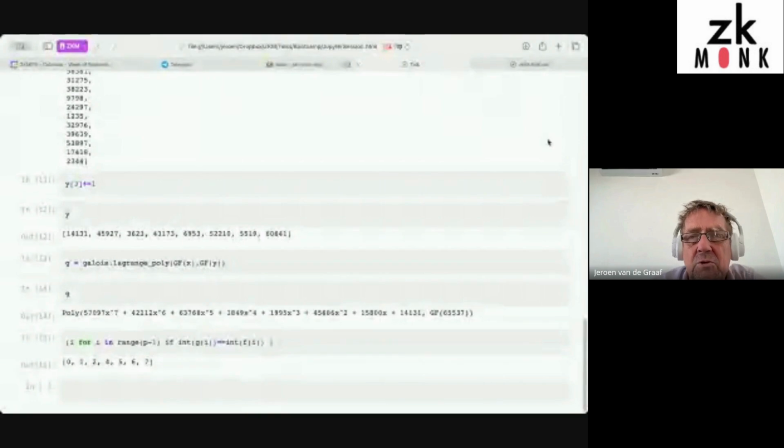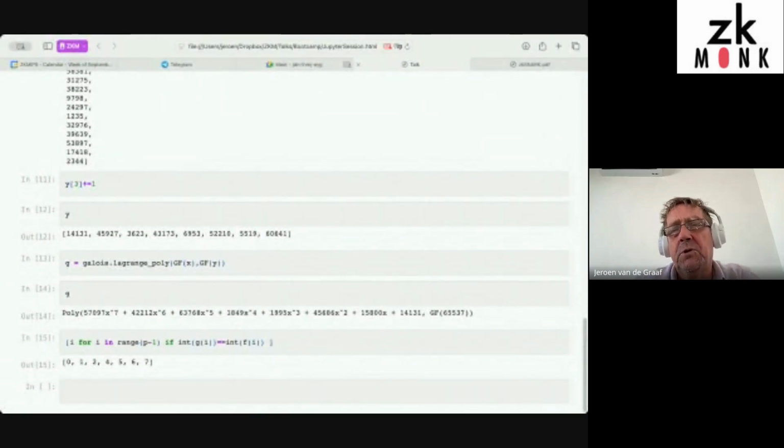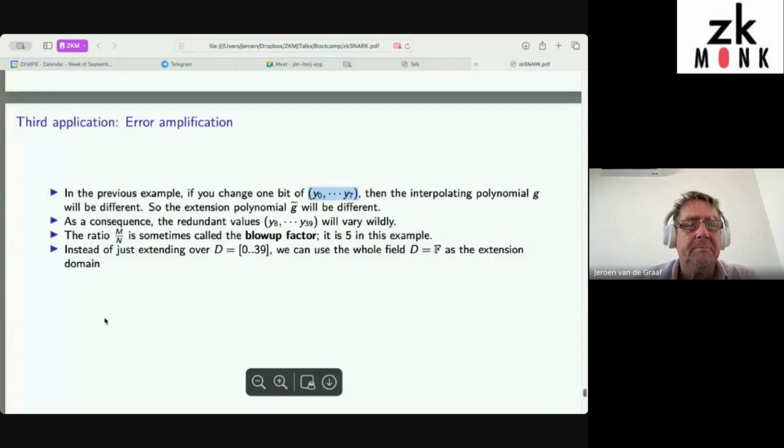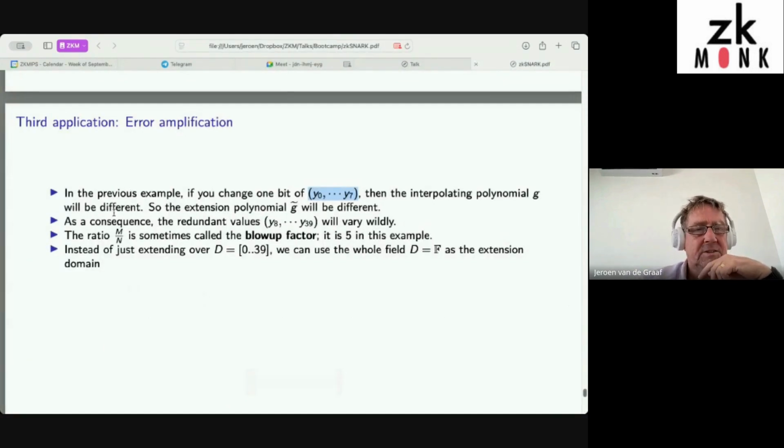So what does that mean? It means that suppose that the prover verifies, no, I have a problem. Let me, oh, I went to the wrong application. Safari. Okay, I'm back. I clicked on something wrong here. So let's see what's written here. If you change one bit of y, then the interpolating polynomial g will be different. So the extension polynomial g will also be different, right?